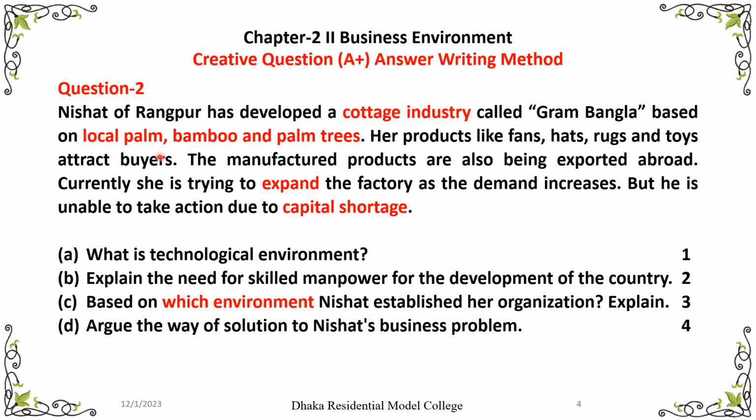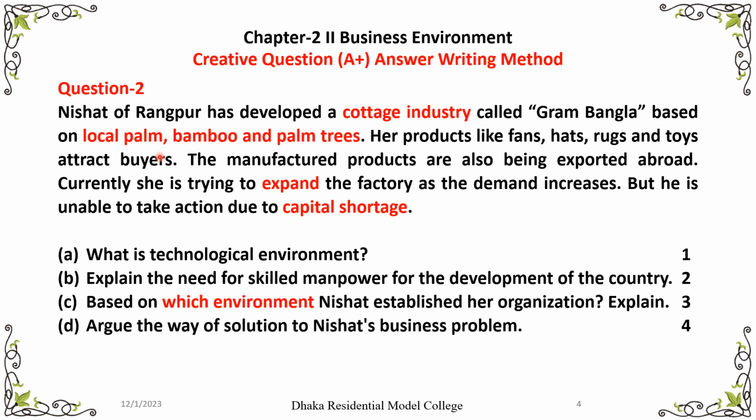Then question number 4, that means higher skill question: argue the way of solution of Nishat's business problem. Now the manufactured products are also being exported abroad. Currently, she is trying to expand the factory as the demand increased, but she is unable to take action due to capital shortage. Capital shortage is an example of economic environment.